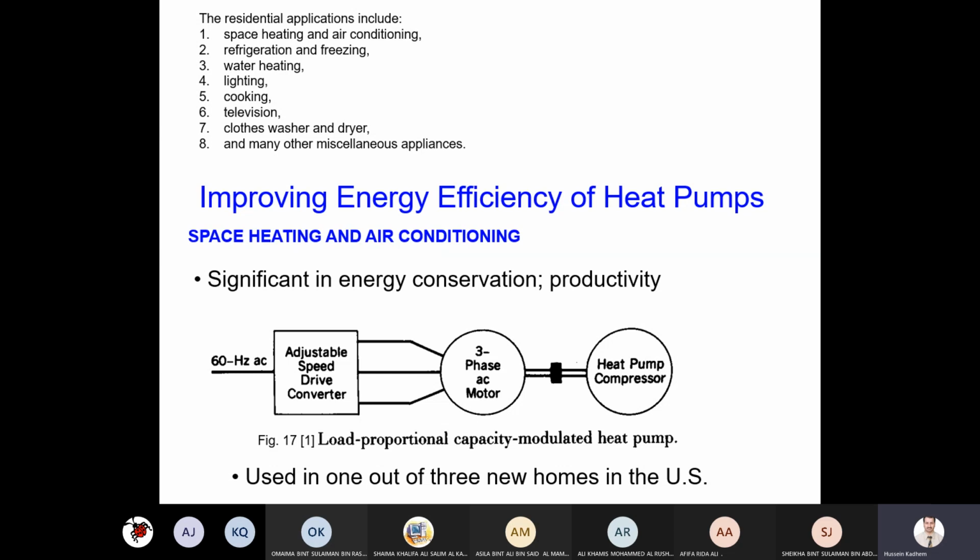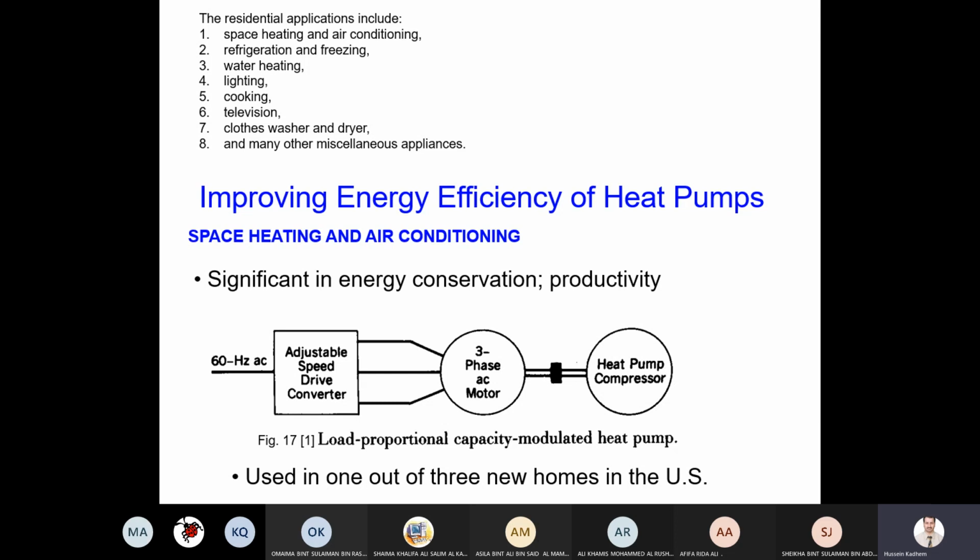We are going to do this in many applications we deal with at home, in our offices, in the companies, in the industry. When we go there, the appliances we deal with are space heating, air conditioners as an example, heating in cold places or cooling in hot places. Also heating water, refrigeration, lighting, cooking, television, and many other appliances.